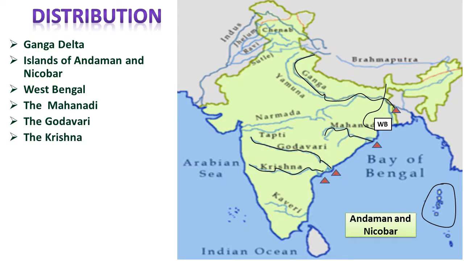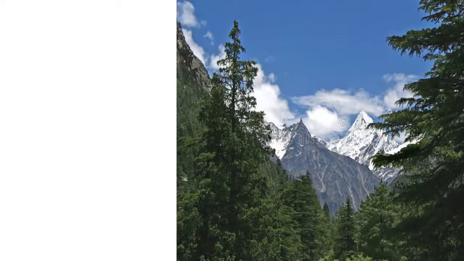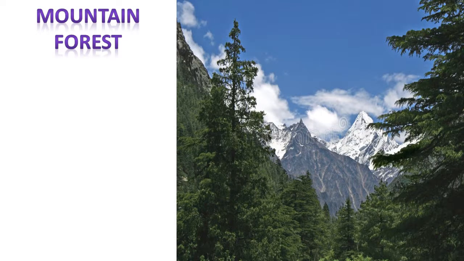Following are the economic value of littoral forest. Mangrove trees are utilized for fuel, whereas Sundari trees provide hard, durable, and strong timber which is used for boat making and also for construction purposes. Next, we will learn about mountain forest.